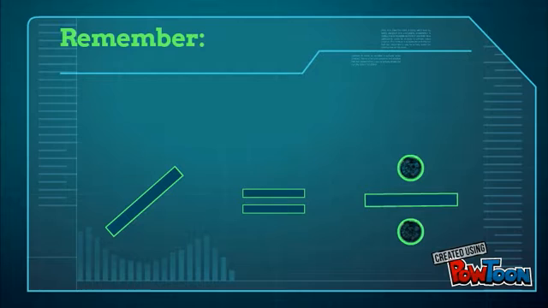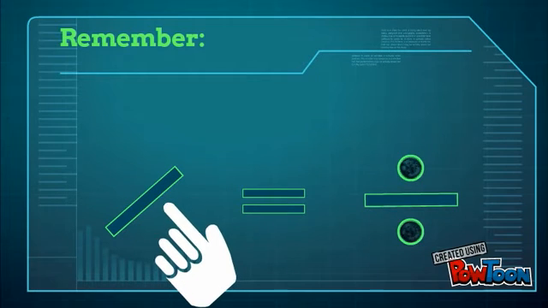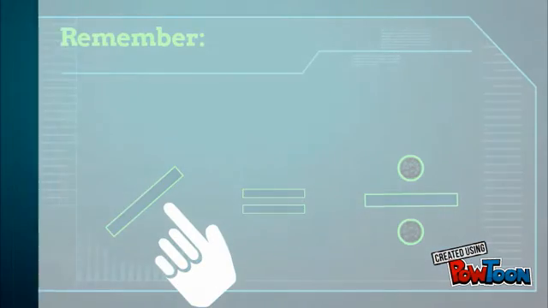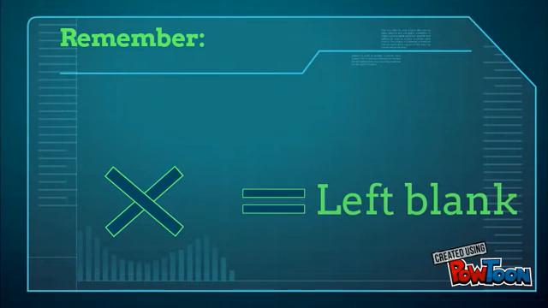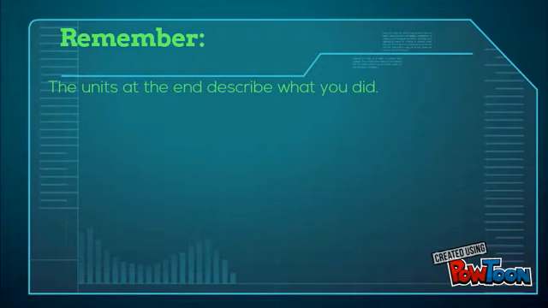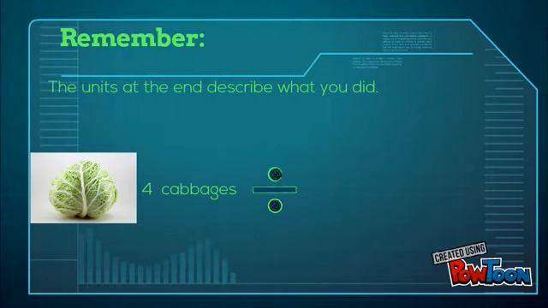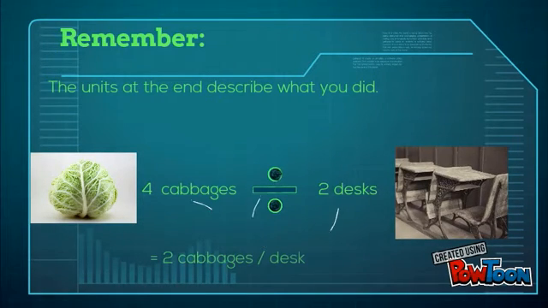We use the word per when we're referring to this diagonal line. If you've divided in your calculation, then your units will have one of these in the middle. If you multiply two things, then you don't need to put a symbol into your units at the ends. And that's because the multiplied by sign looks like an X, which of course is a letter. Remember, the units describe what you did. If you divided the number of cabbages by the number of desks, the units would be cabbages per desk.